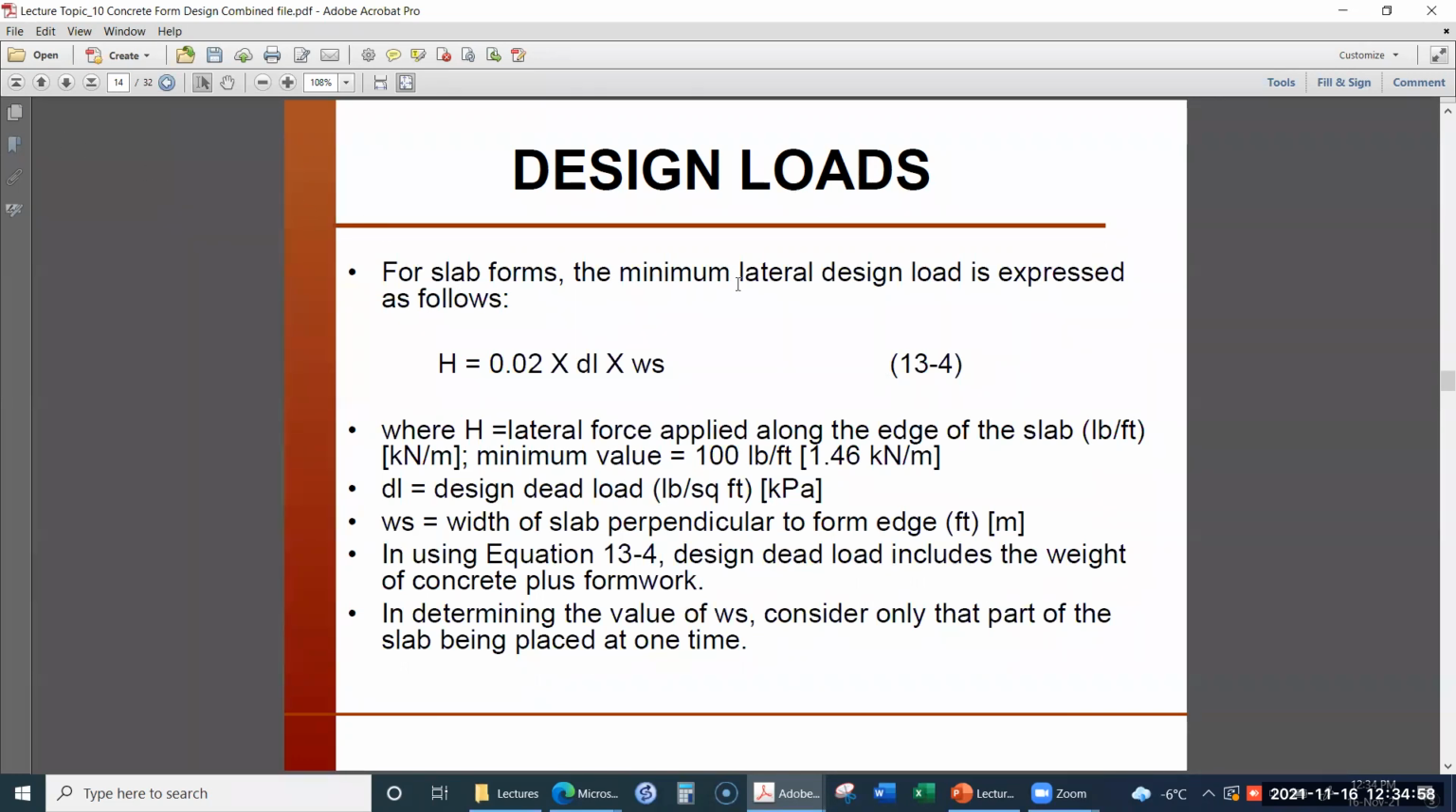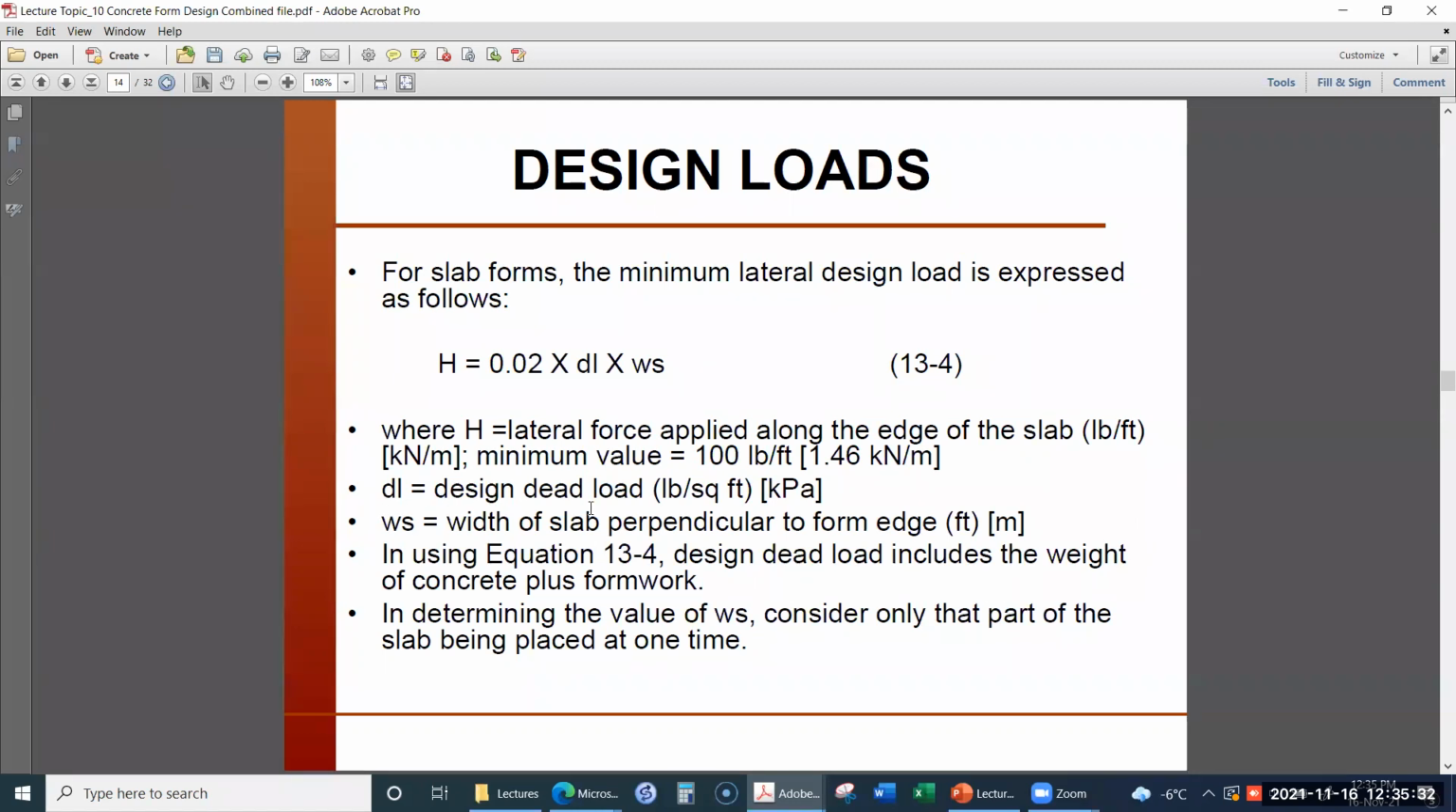For slab forms, the minimum lateral design load is expressed as follows. H is equal to 0.02 times dead load times WS. So this X is actually the multiplication symbol. Where H is the lateral force applied along the edge of the slab, which is given in kilonewton per meter. Minimum value should be 1.46 kilonewton per meter.